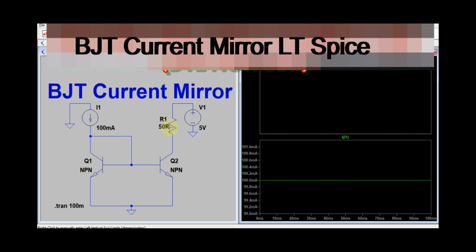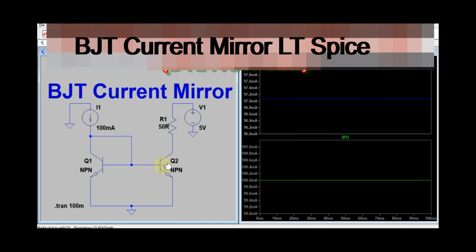Let us see the current flowing through this R1. This is coming to 97 milliampere. That is, there is a 3 milliampere current which is deviating, right? If you divide 5 by 50, your approximate current should be 100 milliampere. Now it is coming to 97 milliampere. There is a 3 milliampere current flowing somewhere else. We assume for the moment that 1.5 milliampere is flowing through the base of Q1 and 1.5 milliampere through the base of Q2.